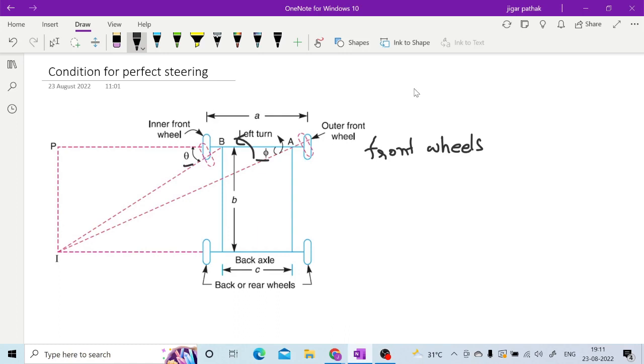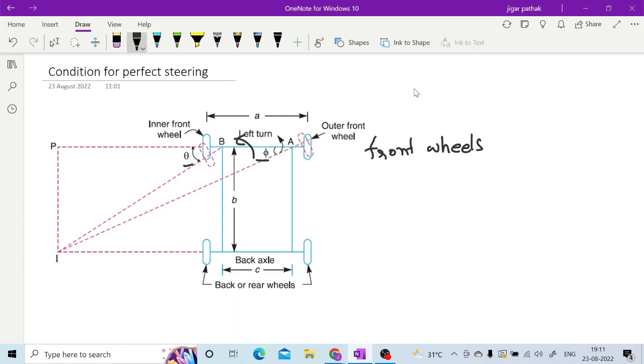Without skidding, right? So wheels should not skid, otherwise there will be more. What is the minimum of skidding, sir? Sorry? So what is the minimum of skidding? Skidding means it will have friction with the ground and it will not perfectly take.